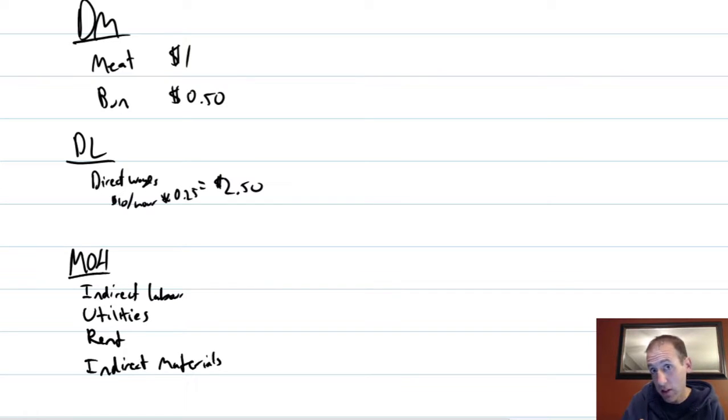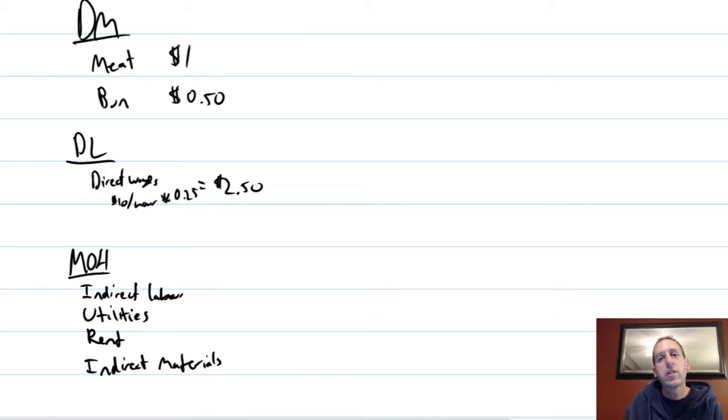If I can trace it directly, I can say every burger has 5 cents of salt and pepper. Every burger has 5 grams of salt and 6 grams of pepper, or whatever the number might be. If I can directly trace it, I'd call it direct material. If I can't directly trace it, I call it indirect material. Maybe the amount of ketchup would count as indirect, maybe direct.